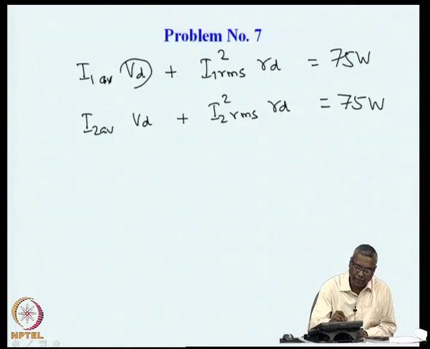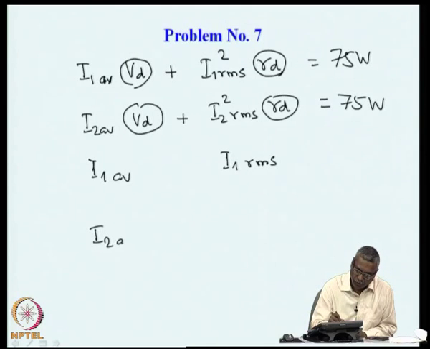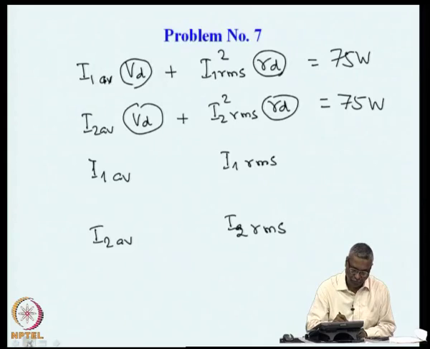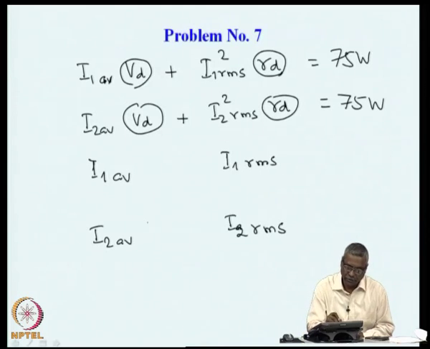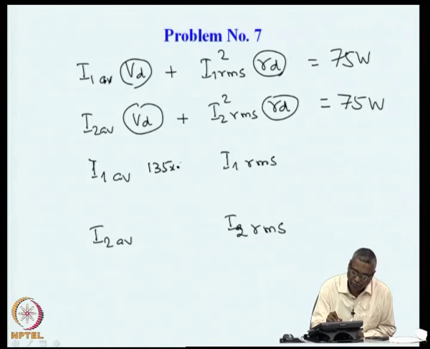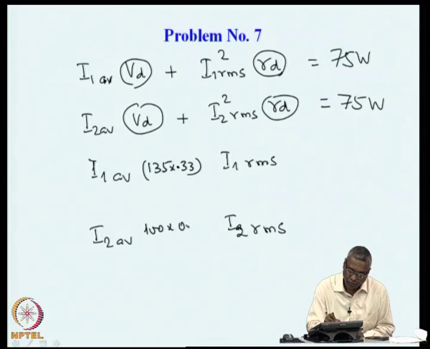We do not know VD, we do not know RD. All other quantities are known. I1 average, I1 RMS, I2 average, I2 RMS are known to us. How do we know that? We can say that I1 average is 135, average is peak into duty ratio, which is 135 multiplied by 0.33. I2 average is 100 into 0.5.